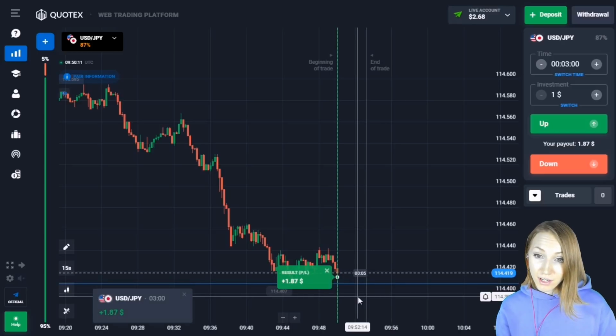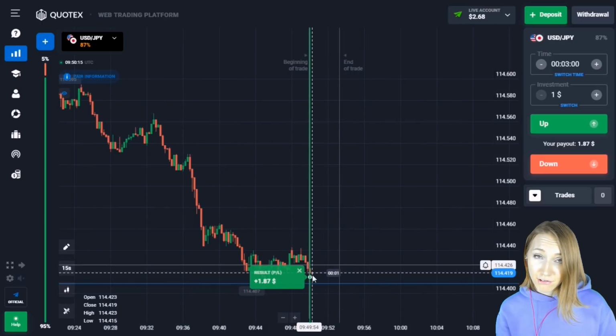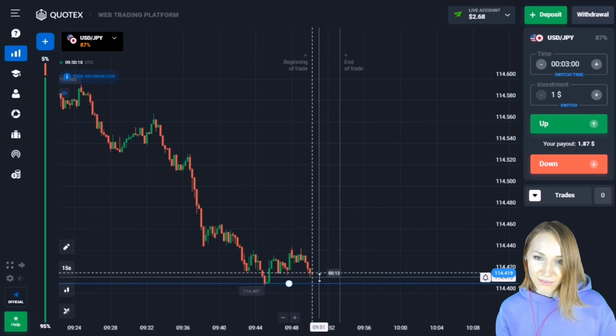Well guys, it's very good. There was a good rollback up, and after this the down movement continued. We have closed our trade profitable, so this time was enough here.